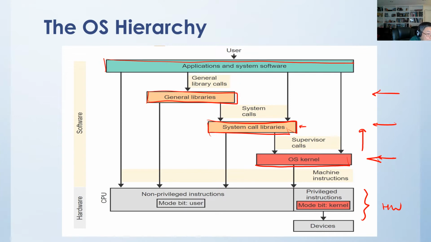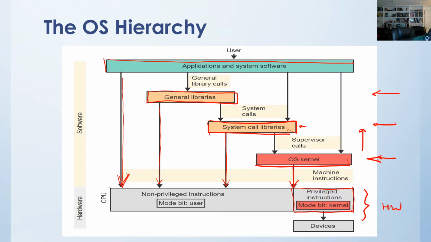Okay. Now, software at all levels executes CPU instructions. So the application and system software can directly execute the CPU instructions. And then the general library level can also execute the CPU instructions. Okay, all levels can execute the CPU instructions. However, only the kernel is allowed to execute the privileged instructions.